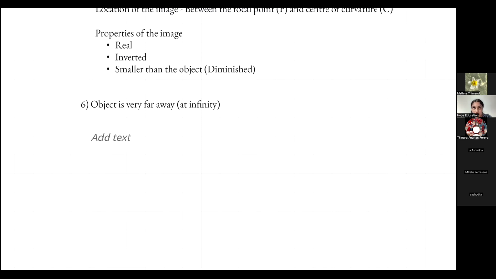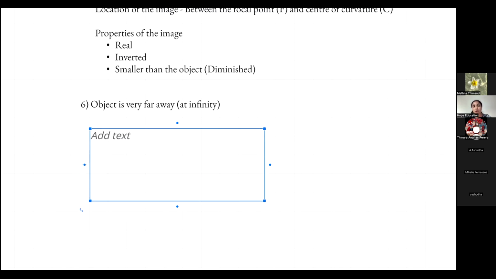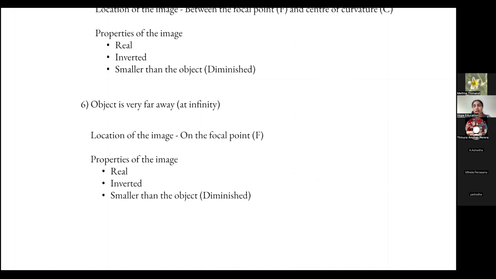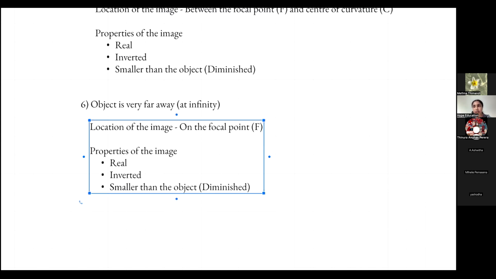When the object is on the focal point, image is at infinity. Now, when the object is at infinity, image is formed on the focal point. So location of the image is on the focal point. Okay. And properties of the image are like this. It's going to be a real image. It's going to be an inverted image. And it's going to be smaller than the object. So we call it diminished. So as I said, these are not things that you can draw the ray diagram for. You just have to memorize this.